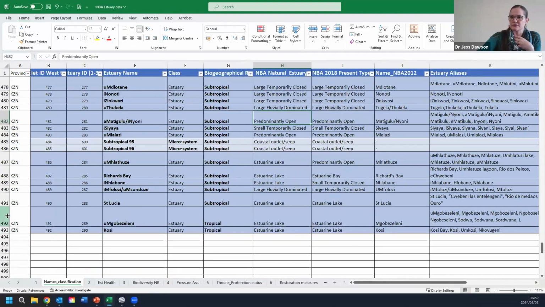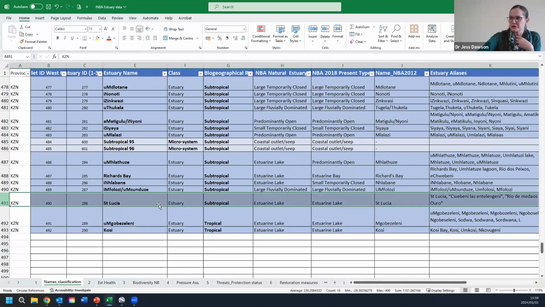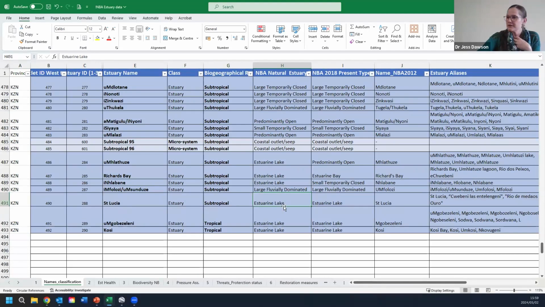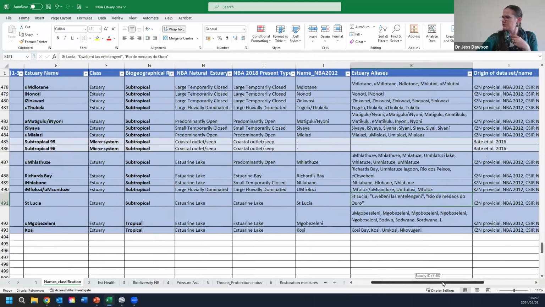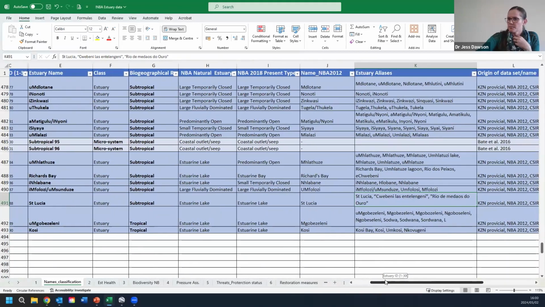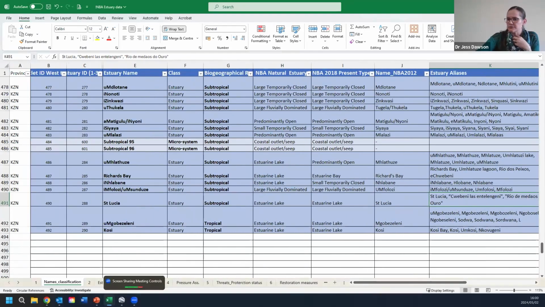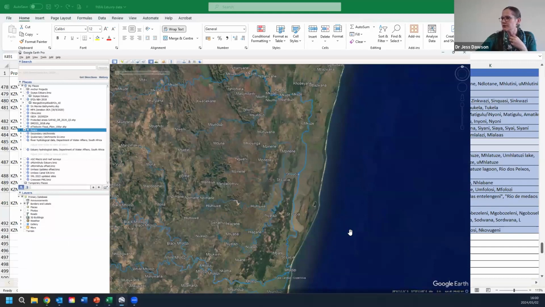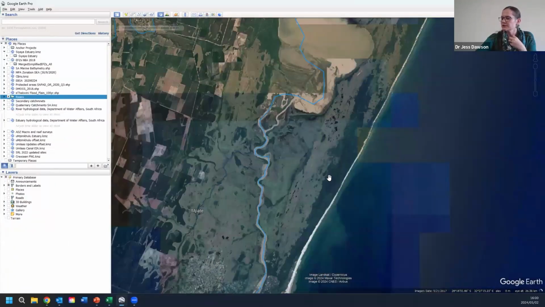Let's do our original assessment. The St. Lucia system is an estuarine lake. It has a couple of variations to the name in terms of some extensive ones there. Rio de Mendes de Oro. And if we want to take a look quickly at what the mouth looks like.